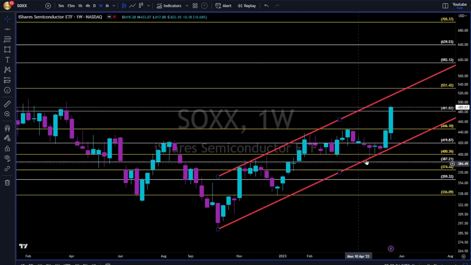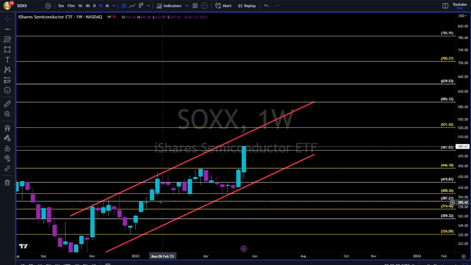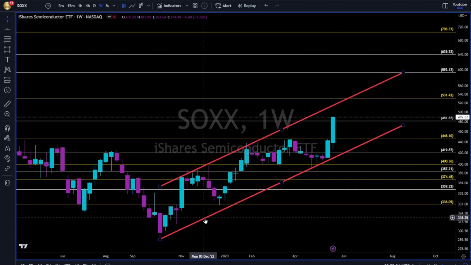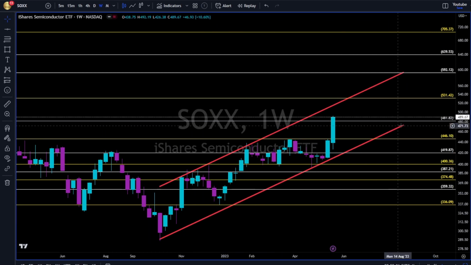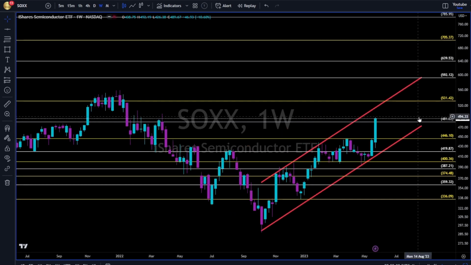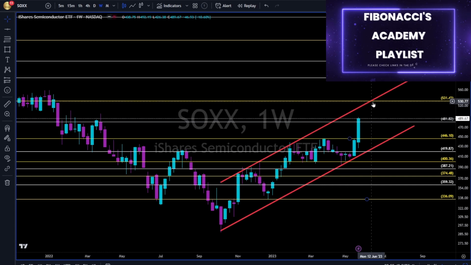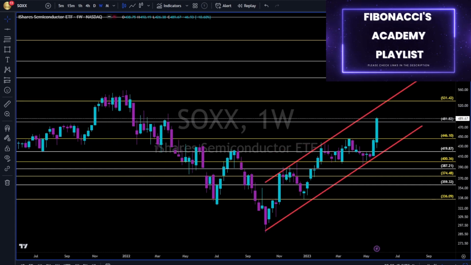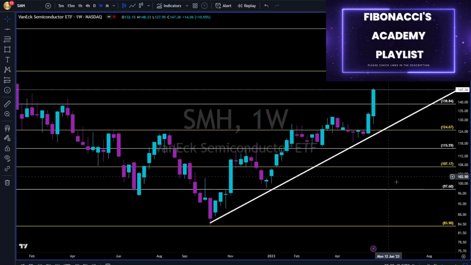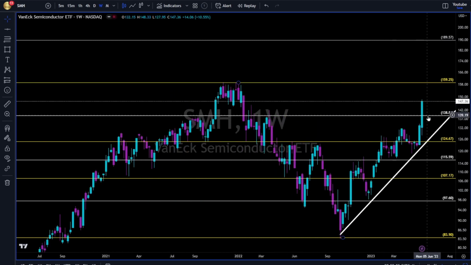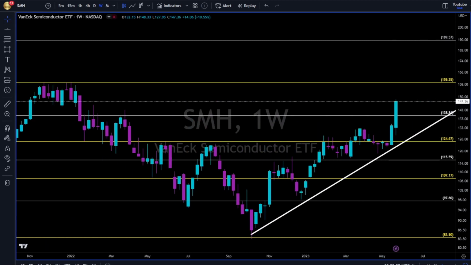SOXX, trend lines, support, resistance, but they're also the roadmap for future price action. As long as SOXX is inside this channel, uptrend until proven otherwise. Let's see continuation towards this red trend line together with the 535. SMH, same thing, uptrend until proven otherwise. Next resistance will be the 160, 138 now is the risk.